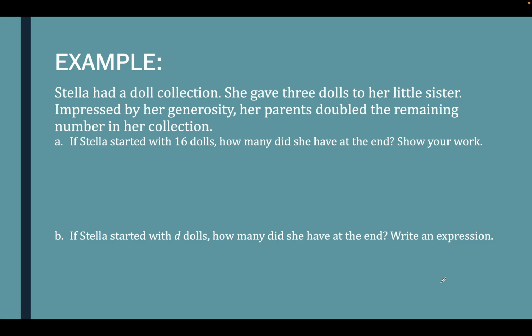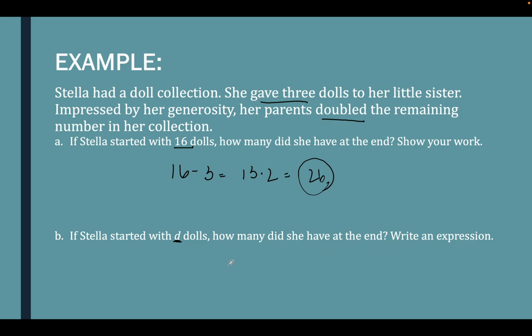And for our last example that is in our notes, Stella had a doll collection. She gave 3 dolls to her sister. Impressed by her generosity, her parents doubled the remaining number in her collection. If Stella started with 16 dolls, how many did she have at the end? So she gave 3 to her sister, so 16 minus 3 is 13, and then they doubled that, which would be 26 dolls. If Stella started with D dolls, how many did she have at the end?